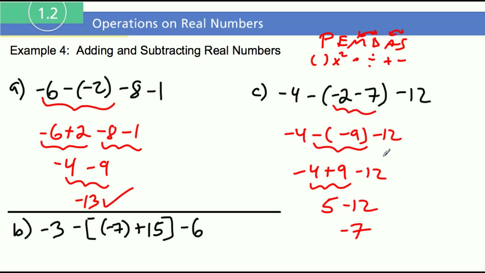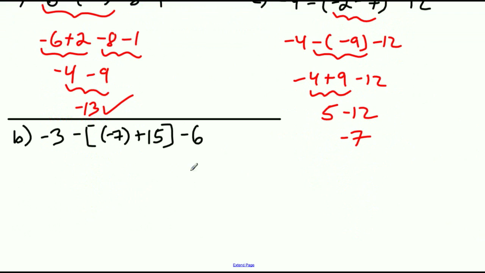Alright, let's check out, actually I think we went A to C, and now we're going to do B. Please forgive me there. Alright, again, let's do the order of operations. We do parentheses or brackets. Brackets and parentheses, they mean the same thing. They're just a grouping term. That's all parentheses do. It just groups numbers.